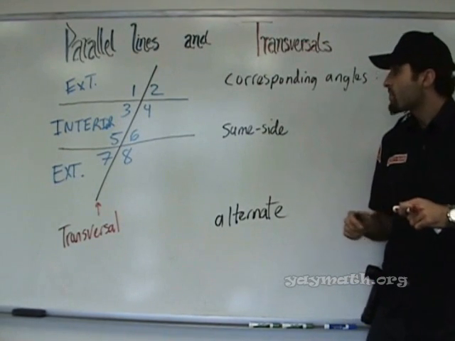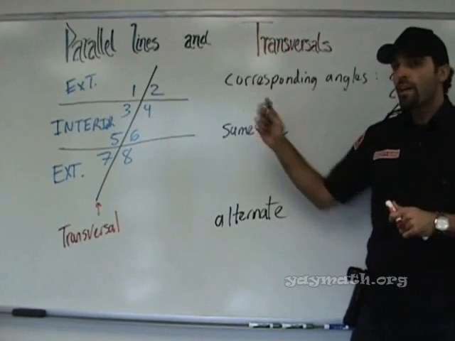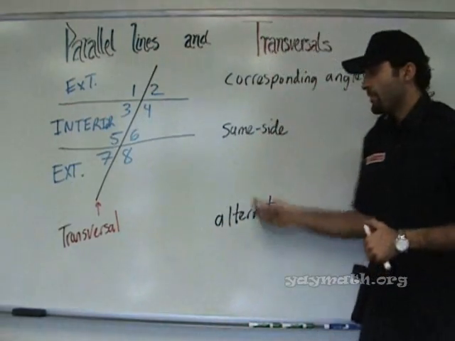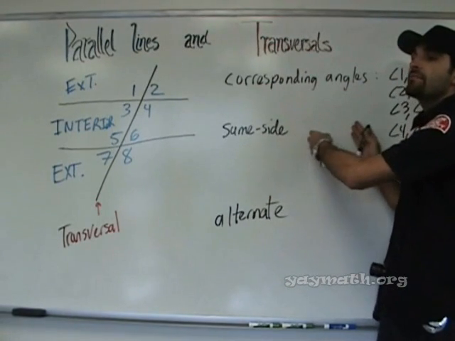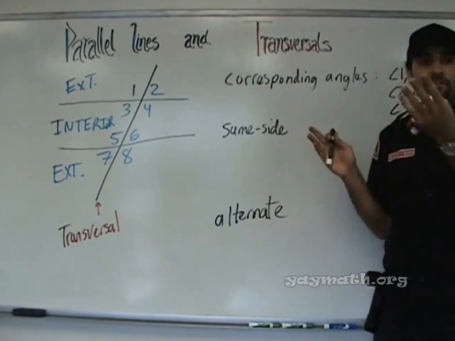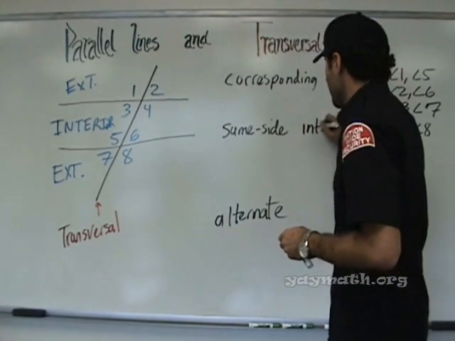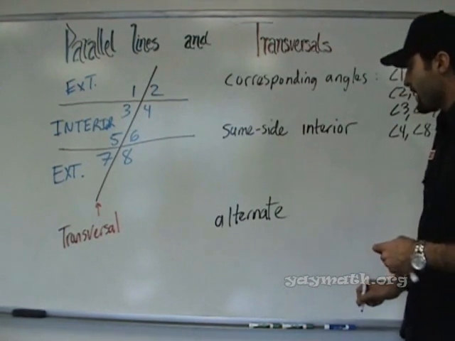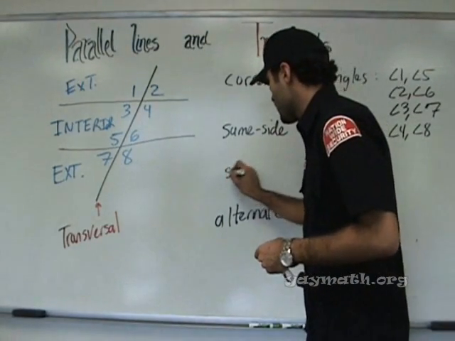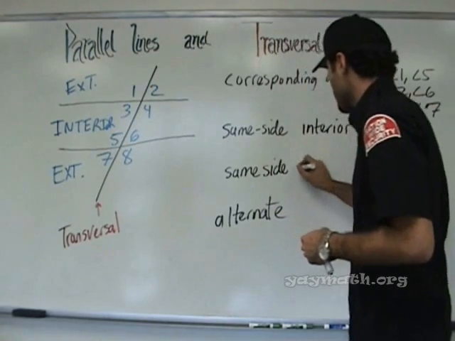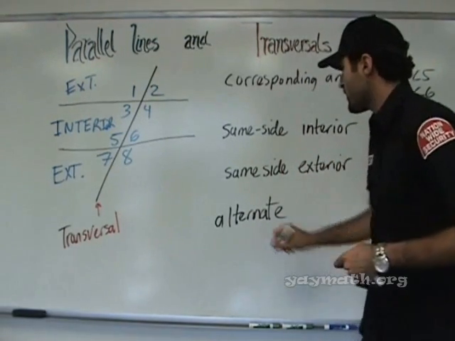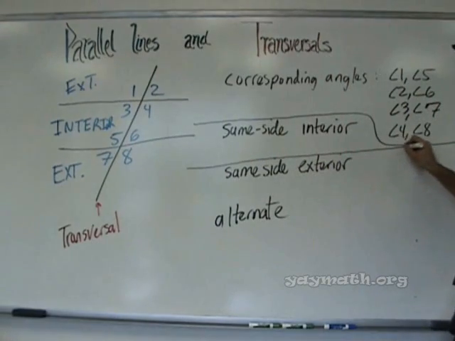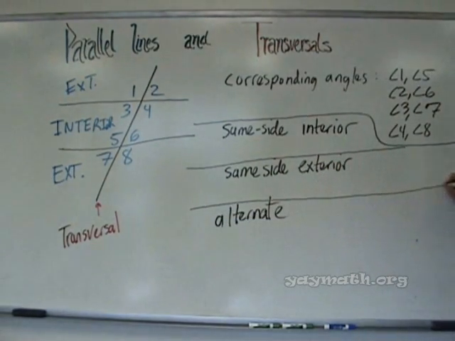Same side. Okay, so now what we're going to do is create 4 combinations with same side and alternate and with interior and exterior. So, using this term first, we could say same side, what? Interior. So that's right, that's one combination. What else can we say? Same side exterior. Let's go ahead and do that. All right, so we have corresponding done. We have same side interior. We have same side exterior.